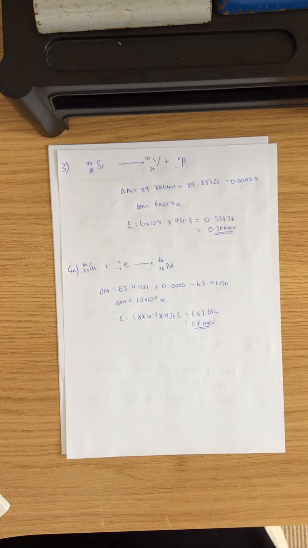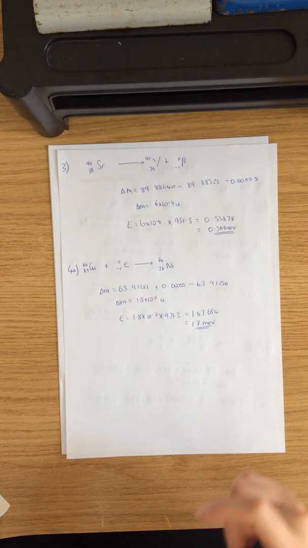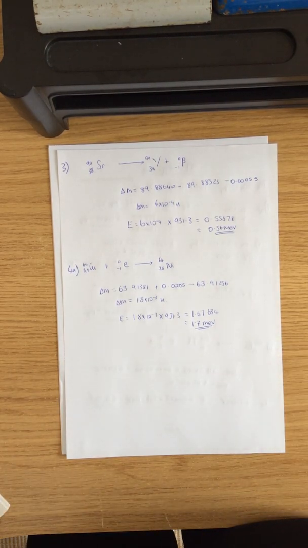And then it says state the name of the particle that takes away the energy released by the electron in electron capture. That would be a neutrino. Okay?